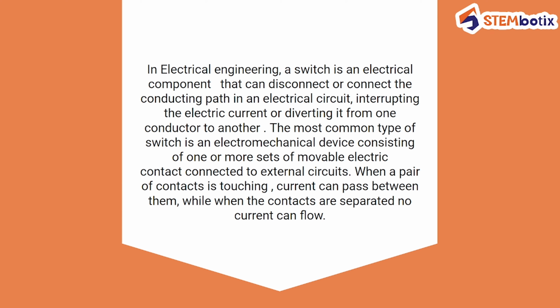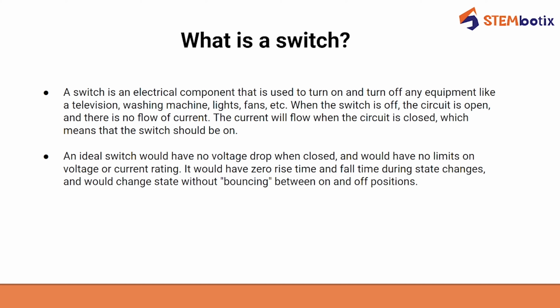So, by connecting both the circuits with each other, that conducting path will be completed, and hence the current will start flowing through the device. Maybe it is a television or washing machine or your simple LED, whichever device is connected onto the load side. The current will start flowing through that particular device, turning the device on.